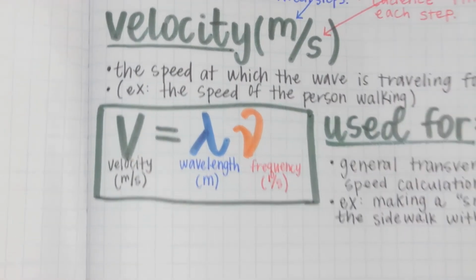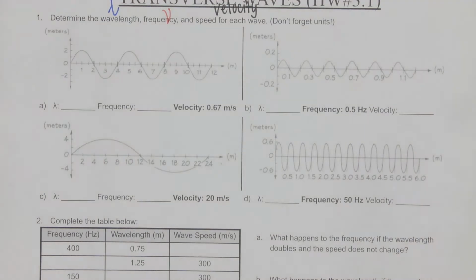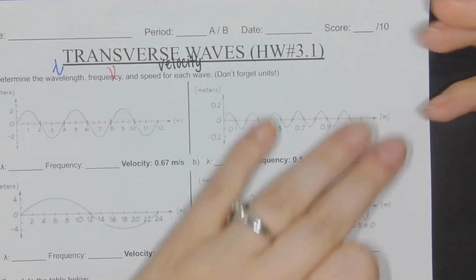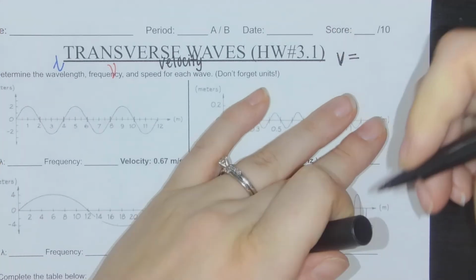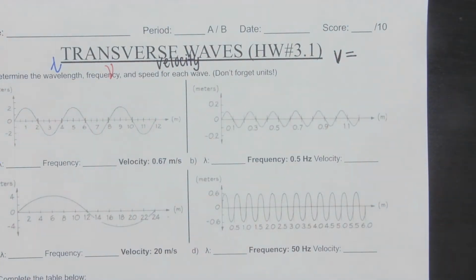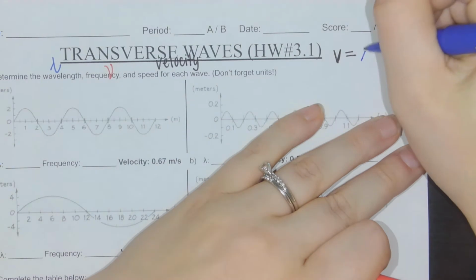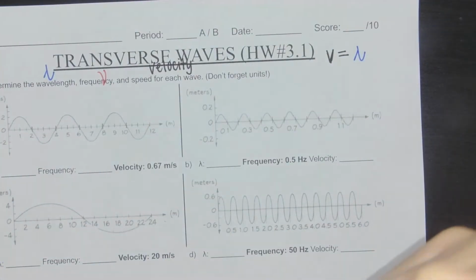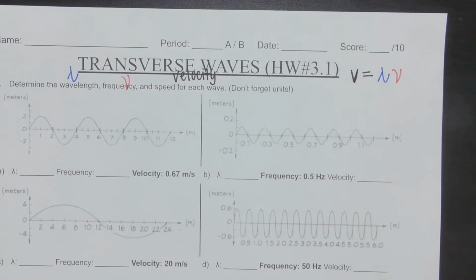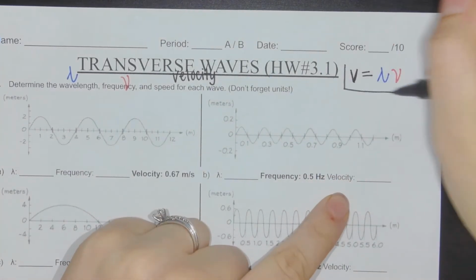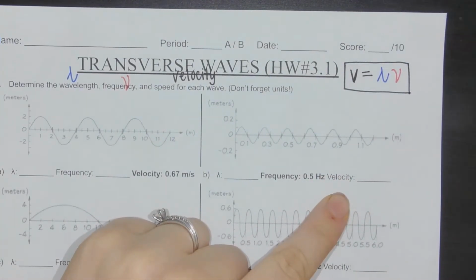So I'm going to copy paste this over here so I have it on my paper. Velocity equals wavelength times frequency. This is the equation I'm going to be using for the whole assignment.